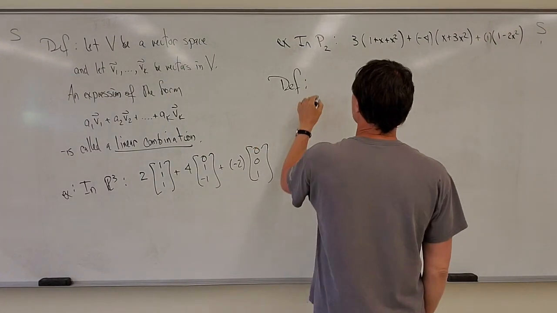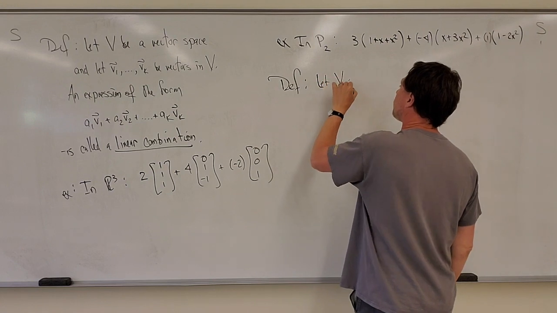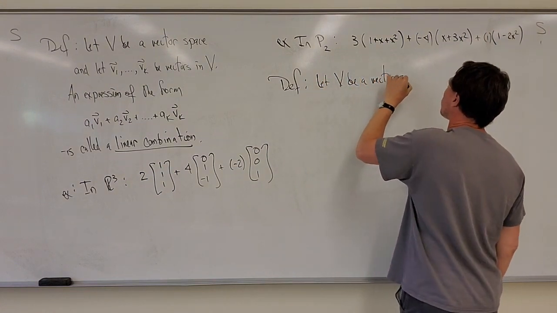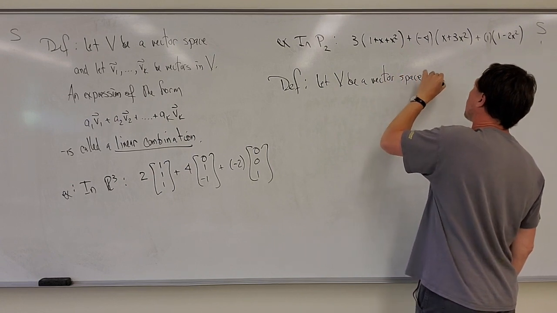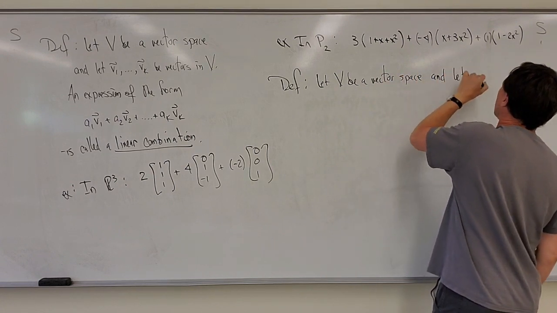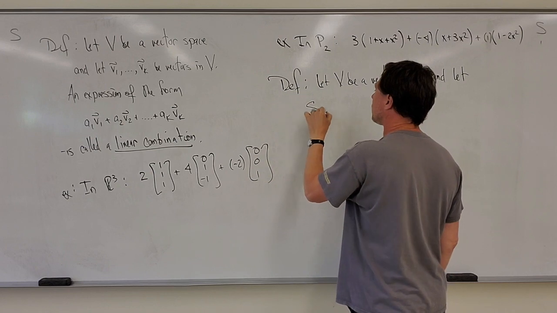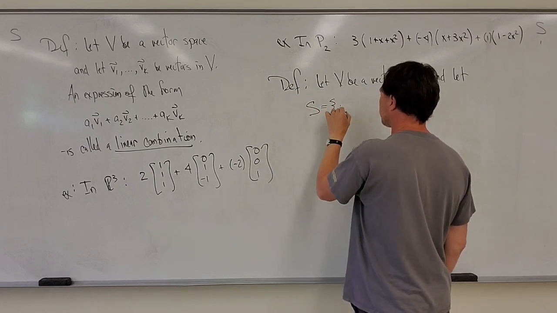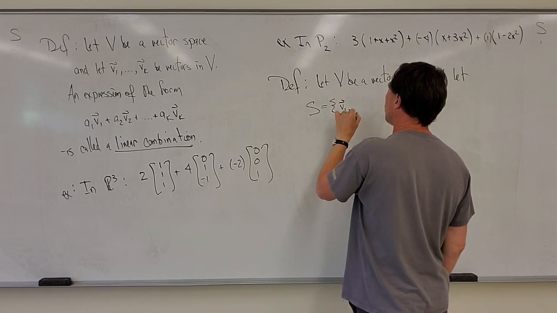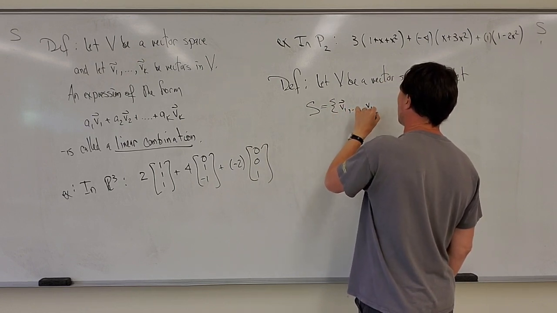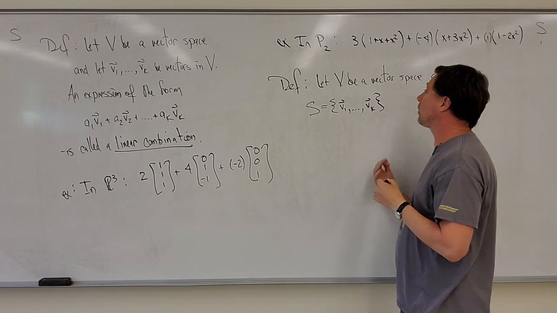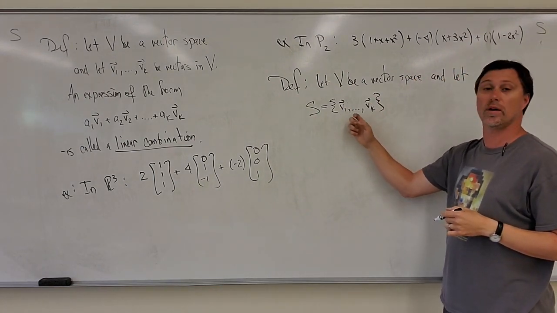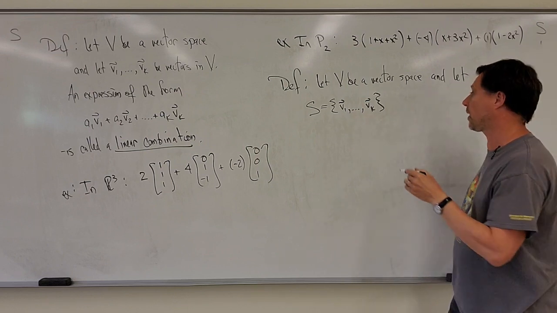So, let's let V be a vector space. And let's let S equal V1 up through Vk. So what we have is a vector space, and then we have this set S consisting of the vectors V1, V2, V3, all the way up to V sub k.